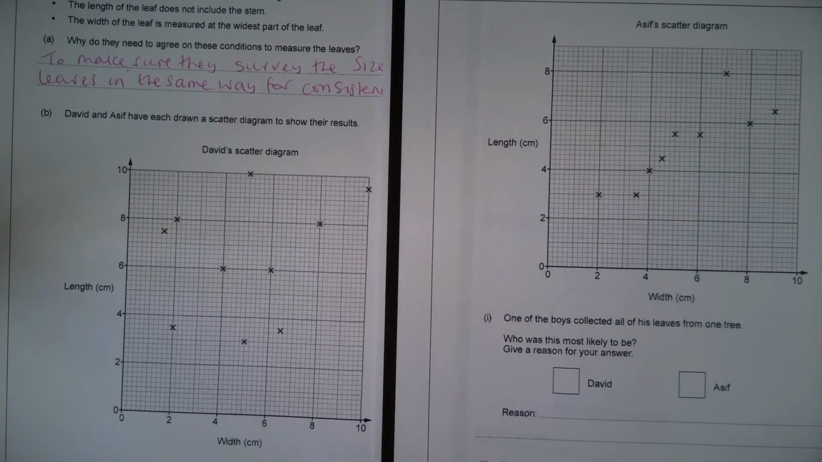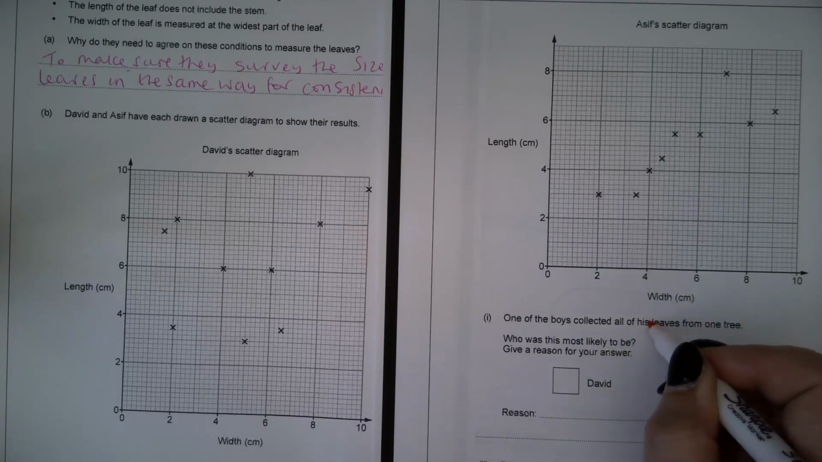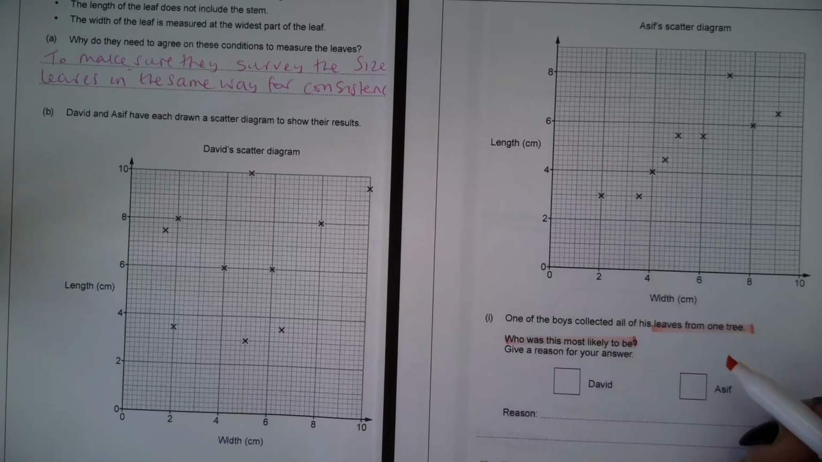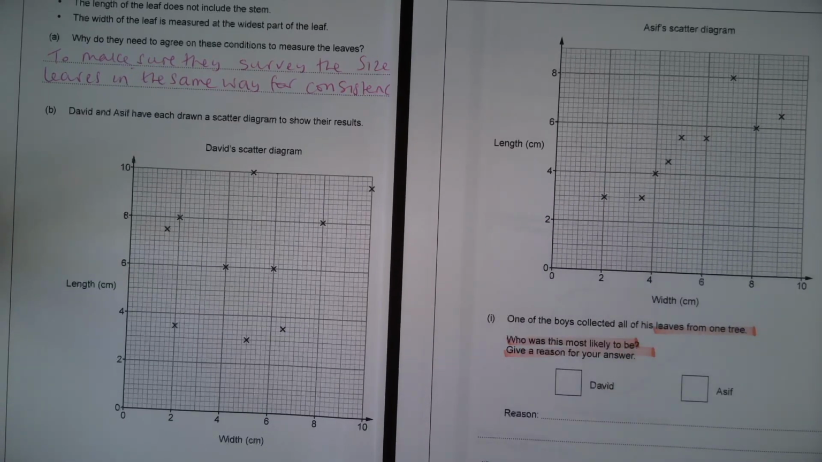Okay, wonderful. Let's work with that. So, B part 1: one of the boys collected all of his leaves from one tree. Who was this most likely to be? And give a reason for your answer.